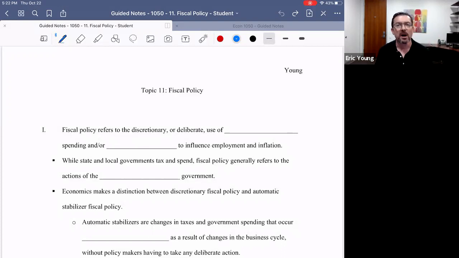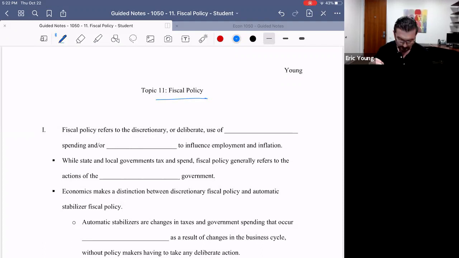Last time we talked about monetary policy. And as you recall, that was the use of the money supply and changes in the money supply to in turn influence interest rates, to in turn stimulate or dampen economic behavior. In this set of videos, we're moving from monetary policy into our other type of stabilization policy, and that's called fiscal policy. Let's jump into it.